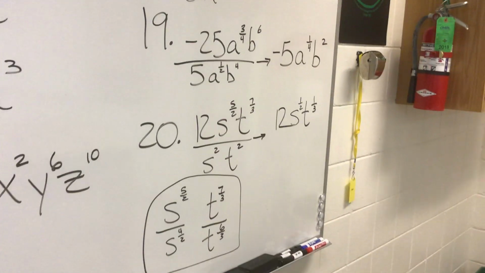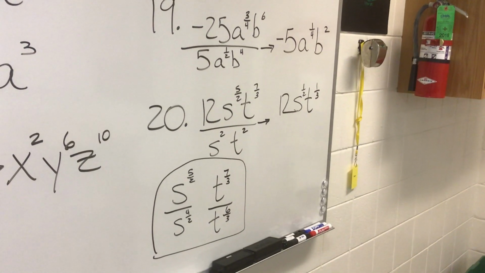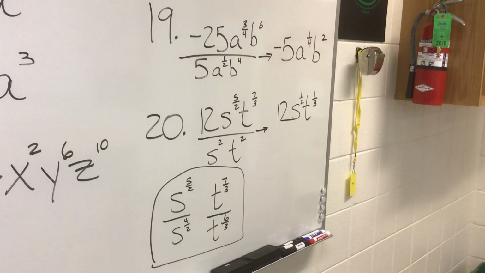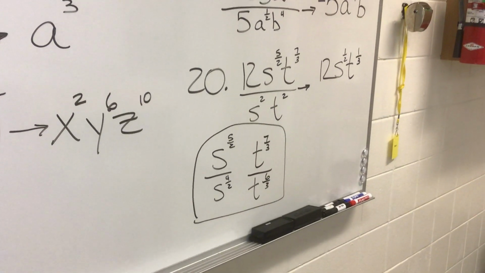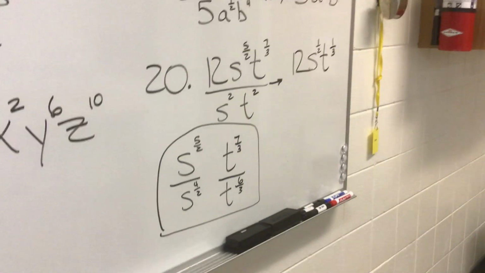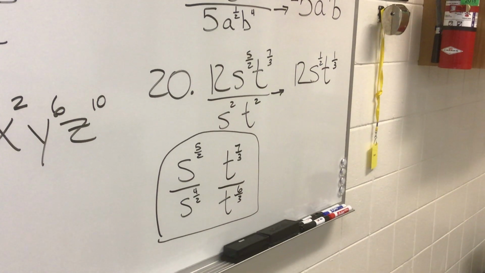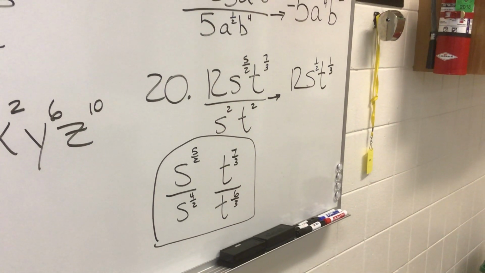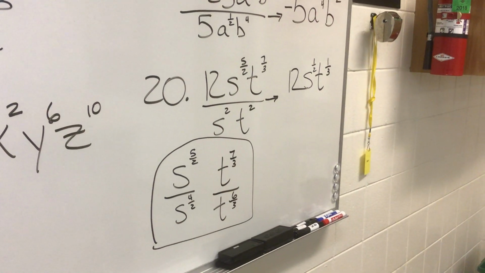And lastly, number 20, 12 over 1 is 12, so that stays there. 5 halves on top and 2 on the bottom. You'll notice the little circle below there. I showed you my new common denominators, right? So I made 2 on the bottom, s squared, into s to the 4 over 2. So I can say 5 halves on top, 4 halves on the bottom. I'm left with 1 half up top.